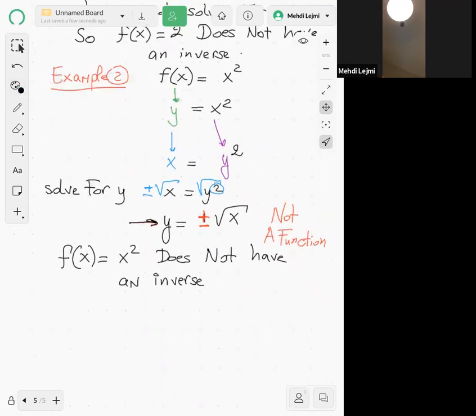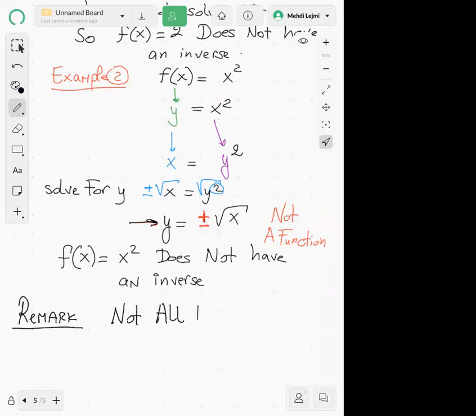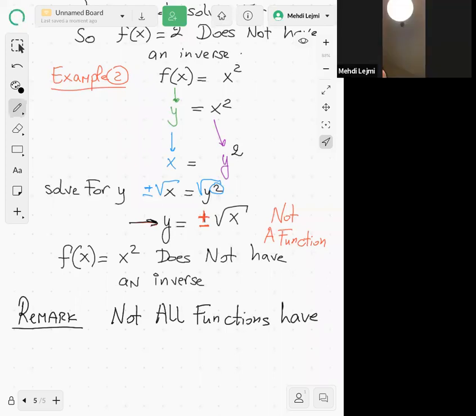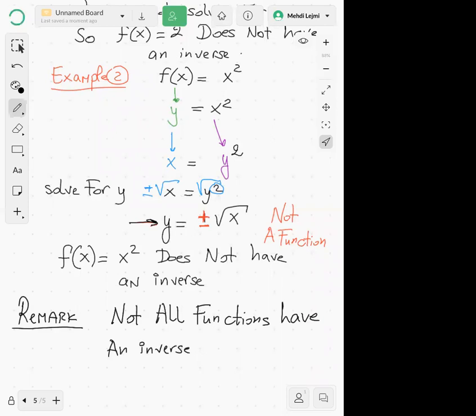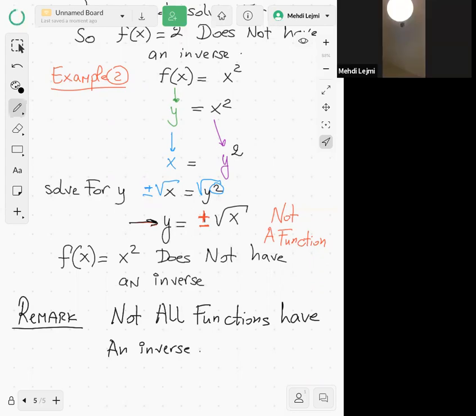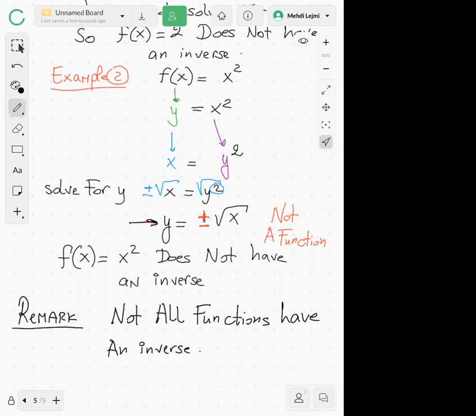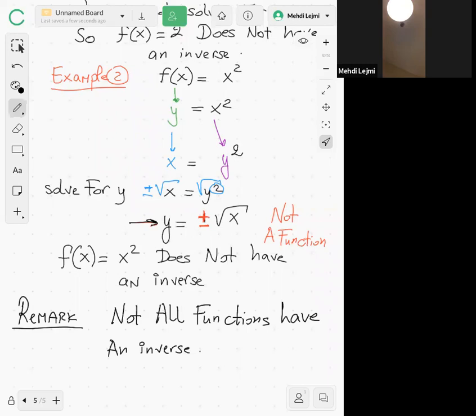Let me just write down here as a remark: not all functions have an inverse. Any plus or minus is not a function? Yes, because of the plus or minus. Remember, in order to be a function, for each input there is exactly one output, but because of a plus or minus, there are two possible outputs. So y is not a function of x. Whenever you get a plus or minus, it's not a function.